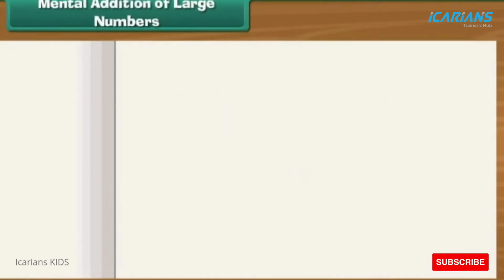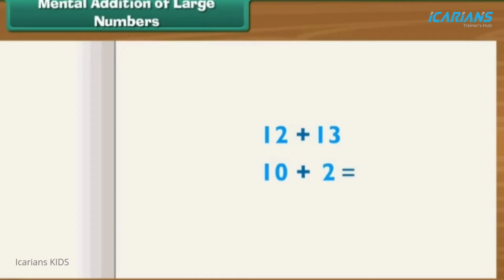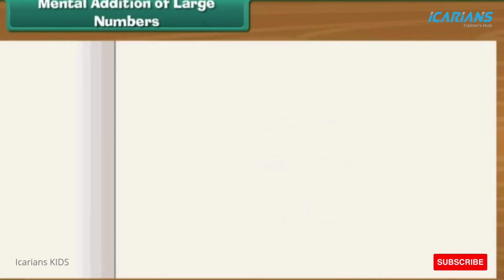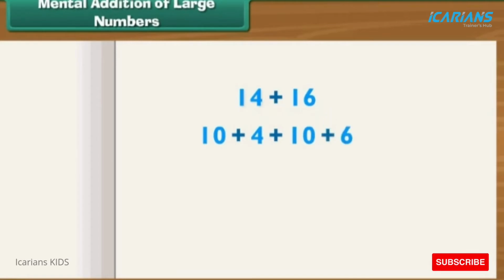Mental addition of large numbers. Let us use a different technique for mental addition of two large numbers. In this technique, we break the number into tens and ones and then add. Write 14 plus 16 as 10 plus 4 plus 10 plus 6.